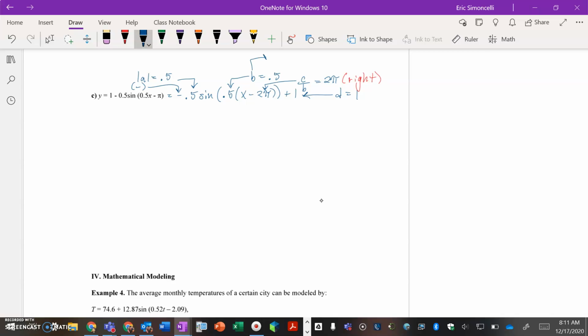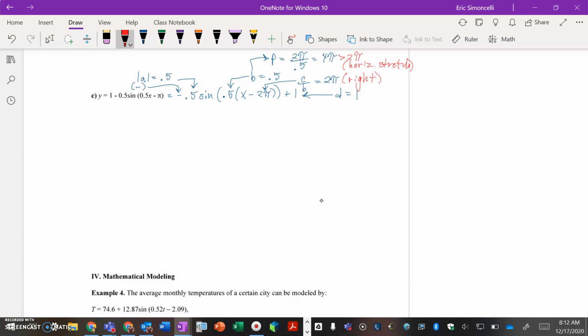Particularly, because all sine functions have a period of 2 pi divided by b, 2 pi divided by a half, or multiplying by the reciprocal, of course, we have that as 4 pi, 2 pi times 2. And because that's technically greater than 2 pi, you're going to have a horizontal stretch. Last problem was a shrink, this one's a stretch.